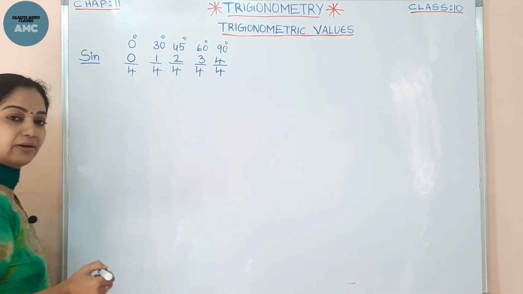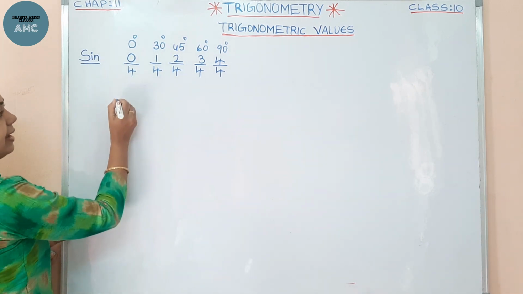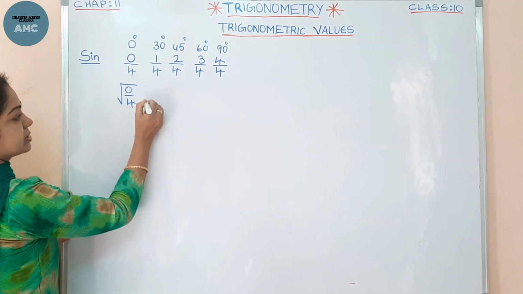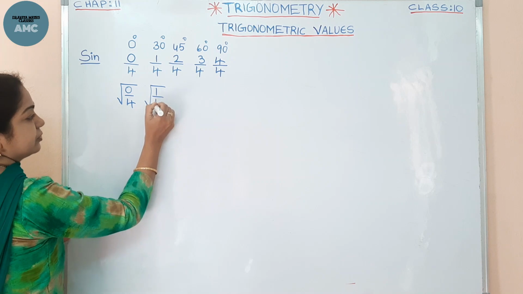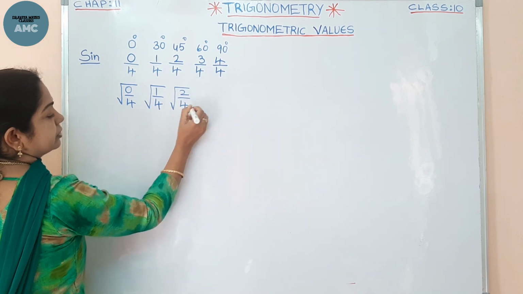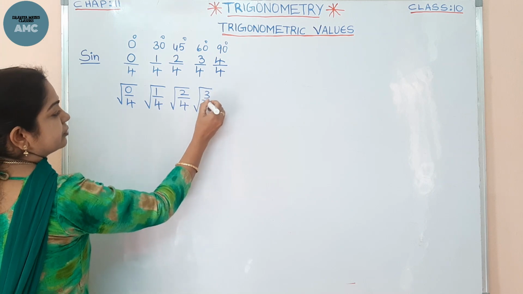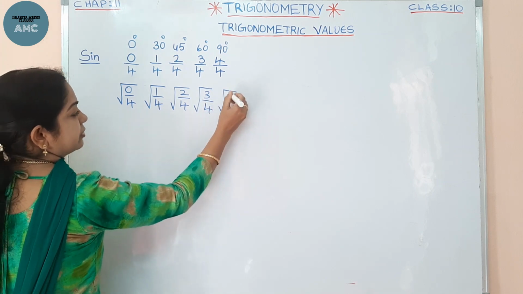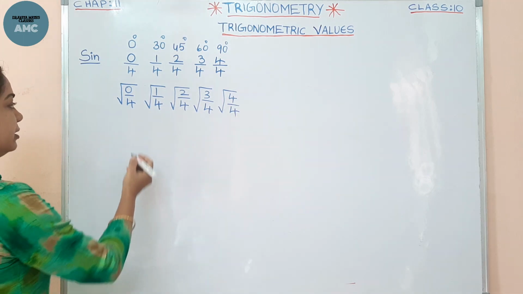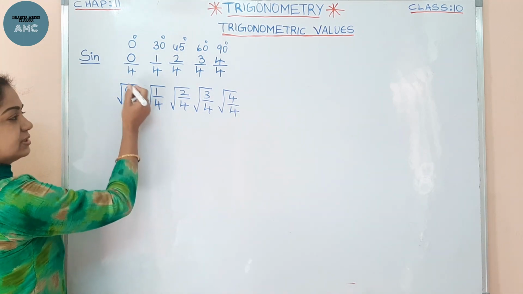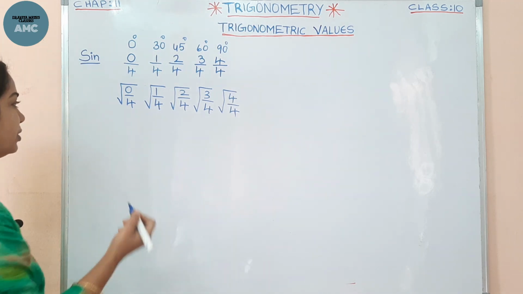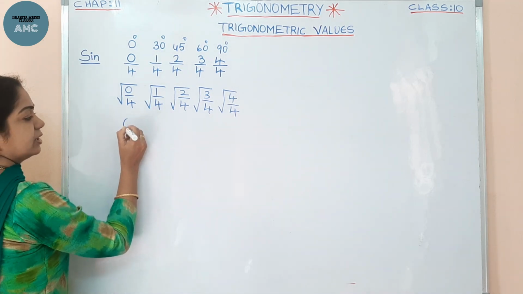After dividing, I'll apply square root for all the values. Square root of 0 by 4, square root of 1 by 4, square root of 2 by 4, square root of 3 by 4, as well as square root of 4 by 4. Now the square root of 0 by 4 is completely 0, any 0 by anything gives 0 only. Square root of 0 is 0 only.